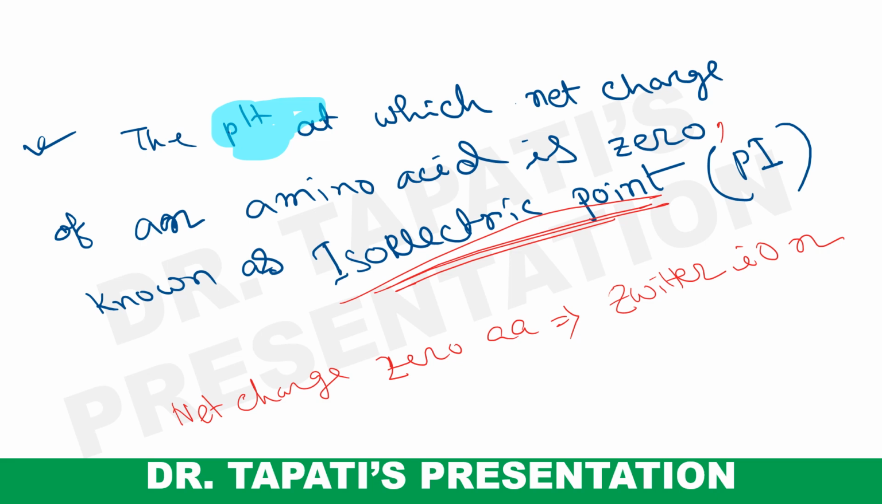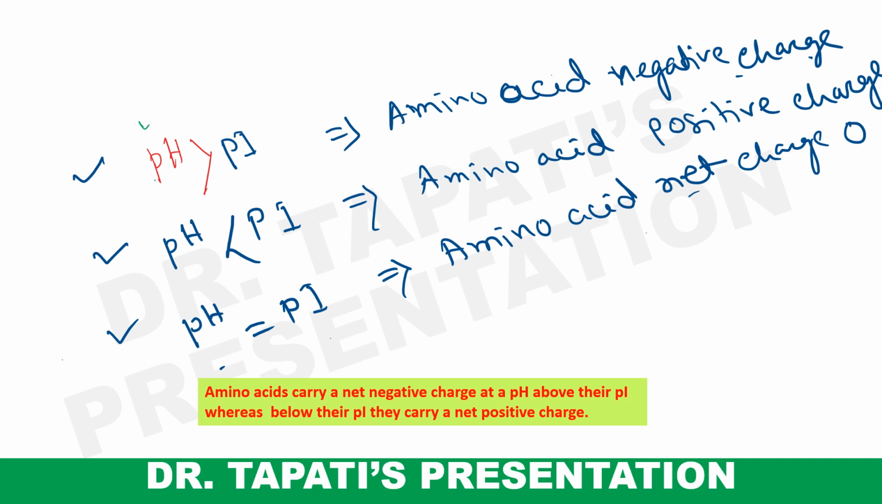So what I told you, pI means the pH at which the net charge of an amino acid is 0. So that is known as the isoelectric point or pI. When pH of the solution is greater than the pI value of the amino acid, the amino acid carries a net negative charge. Whereas when pH value is less than pI value, the amino acid carries a positive charge, and when pH value is equal to pI value, the net charge of the amino acid is 0.